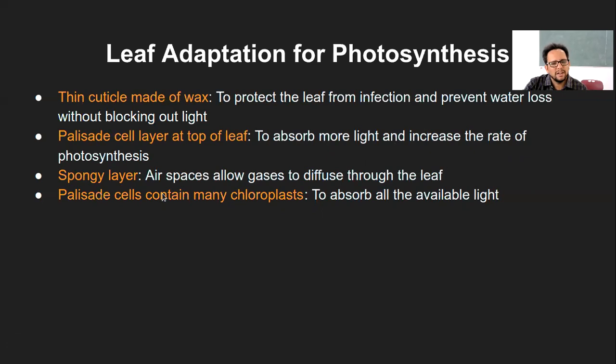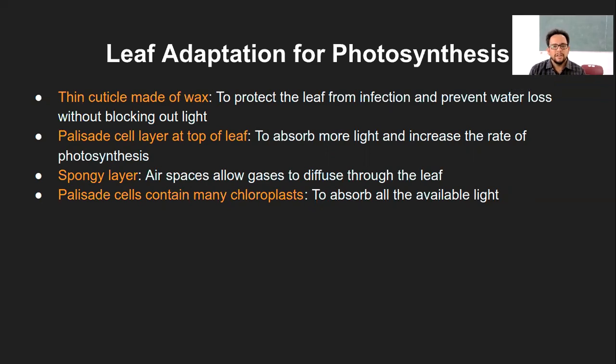Spongy layer. Again, the air spaces within the spongy layer or spongy mesophyll area allow the gases to diffuse through the leaf. Again, this part we had seen in the transpiration process. And the palisade cells may contain chloroplasts. So whatever light is absorbed by these chloroplasts within the palisade cells, they can also do the photosynthesis function.